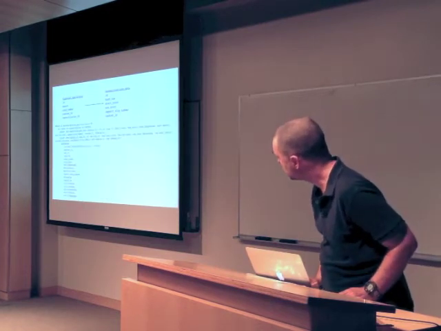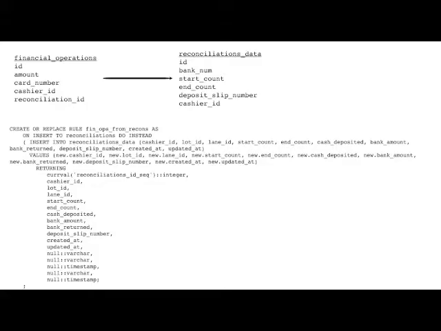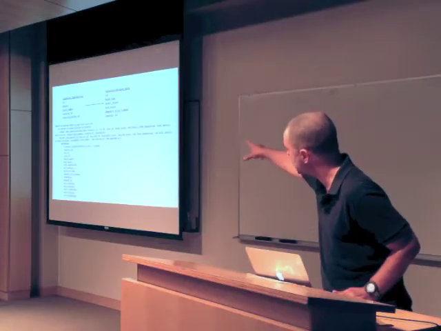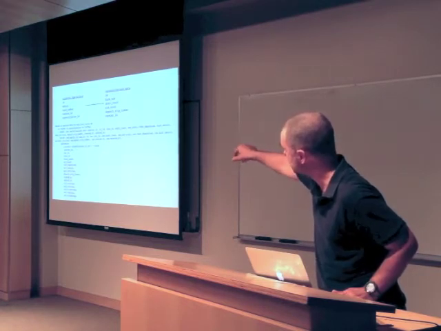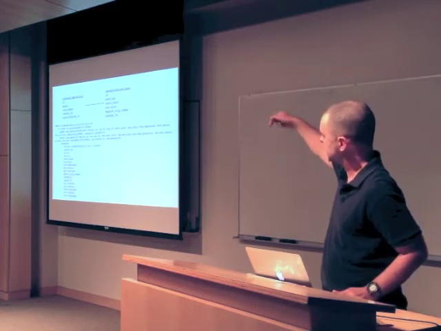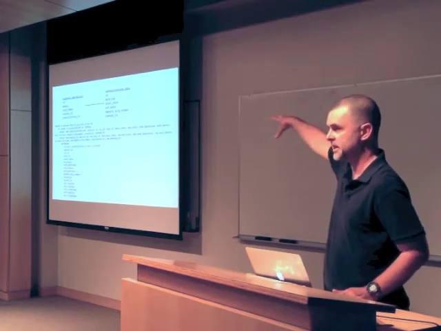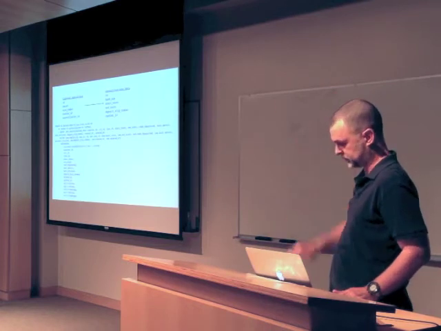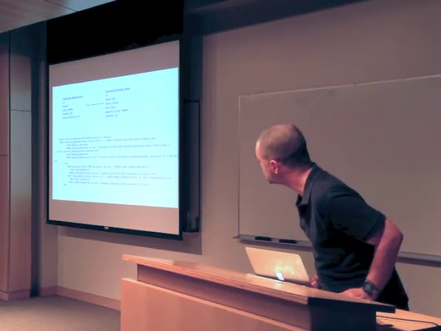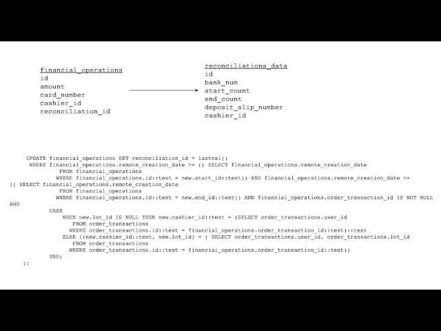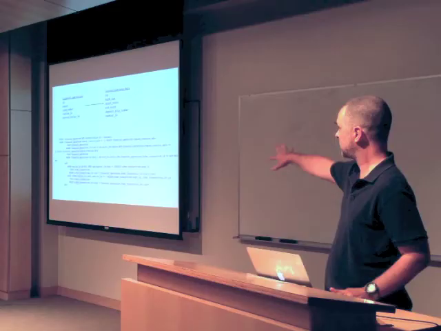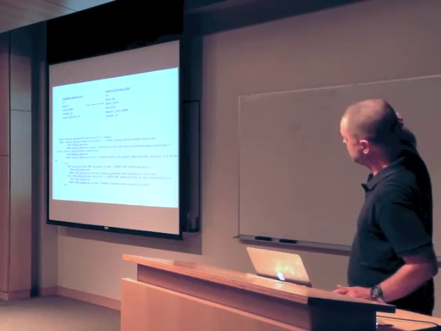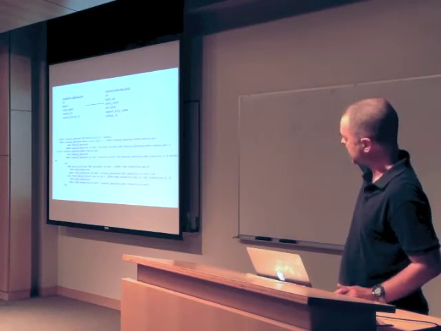So that's my view. Now I create a rule in two parts. First part says when I insert into the reconciliations view, do instead: just pick up the data from that insert and put it in the table that the view is rendering. And then the second one goes into my financial operations table and updates all of the records that are covered by the reconciliation that I just put in. So now I can create a reconciliation and update.